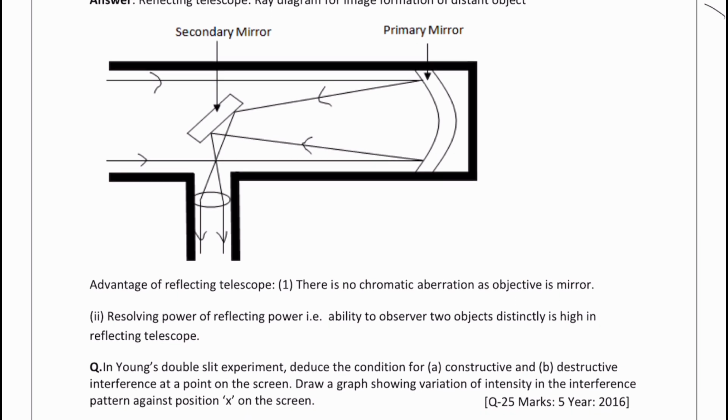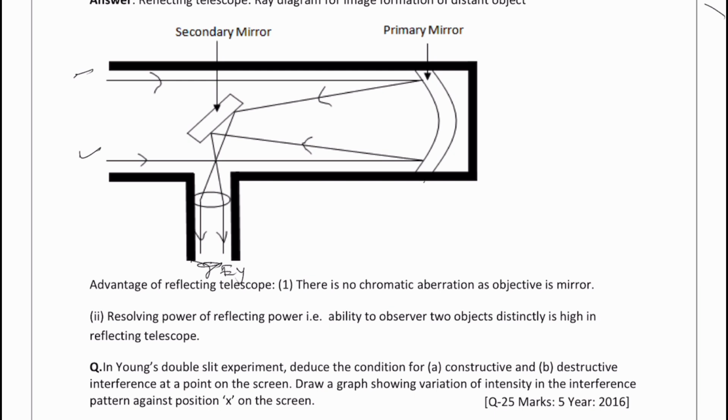Okay. So the rays from infinity are coming parallel. These 2 rays are coming parallel. This is the primary mirror, reflecting type. It reflects both the rays, and then the secondary mirror reflects them again, and ultimately there is an eyepiece here from which we can see the image. If we keep our eye here, then we can see the distant object.